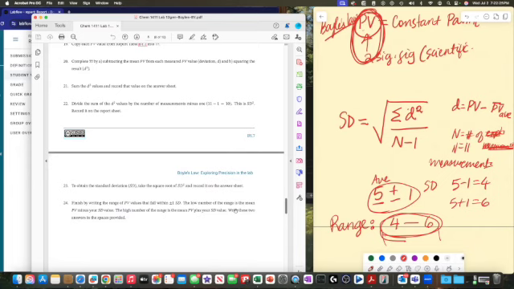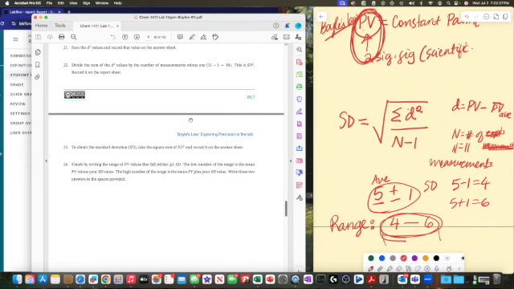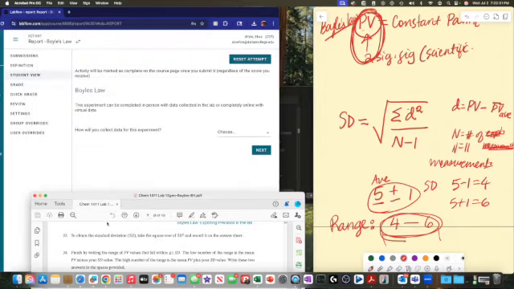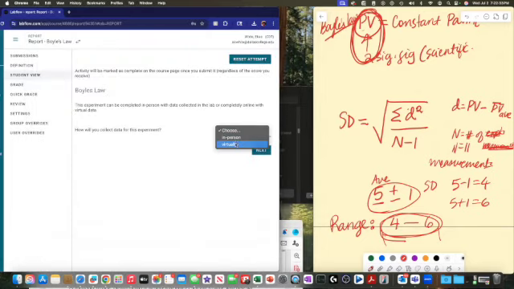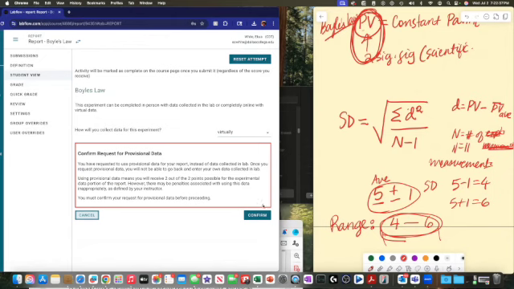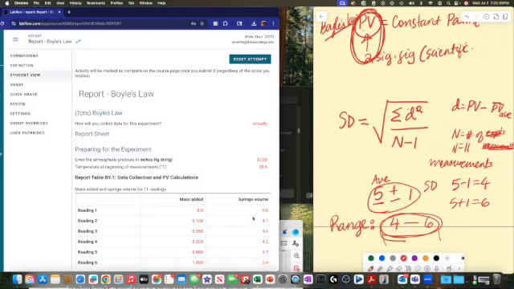Okay, I feel like I've done enough. Let's go ahead and actually get to the experiment. I do all this here so I don't have to come back here, okay? You will see there's a lot of data. Confirm.